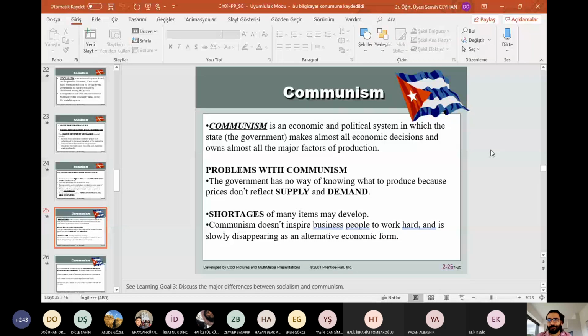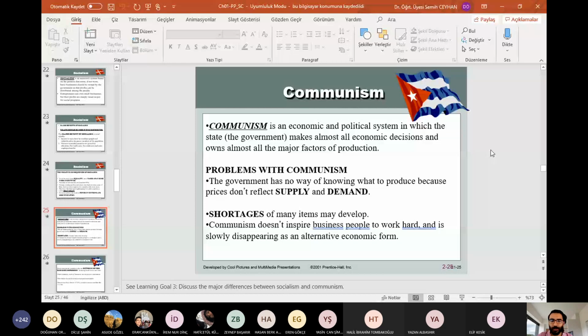Communism, yes, there are no real examples of it, but what were the problems of, for example, Soviet Russia at that time? All of the economic decisions are made by a central authority. So it is very hard for the government to know what the supply is and what the demand is. For example, the government decides what you need, what you eat, what you wear. It is impossible. So there are no business people in communism.